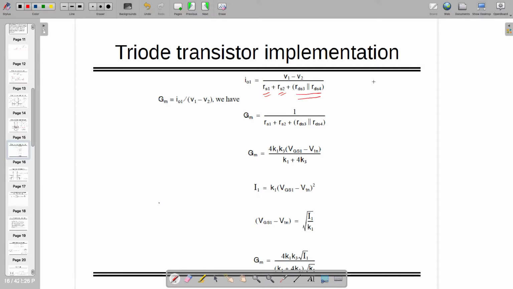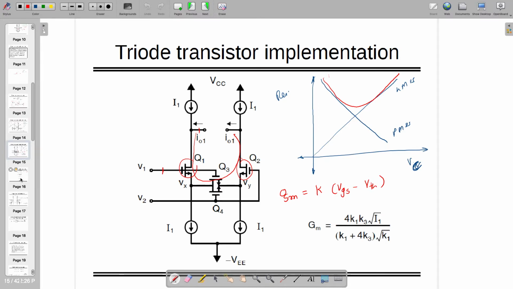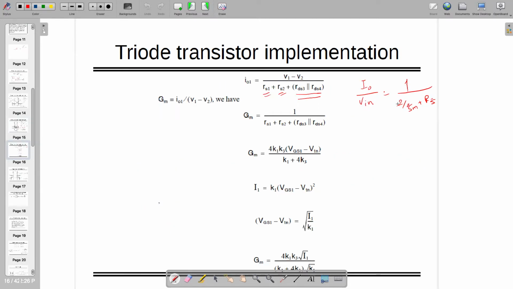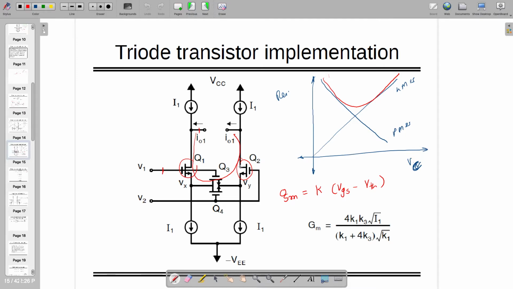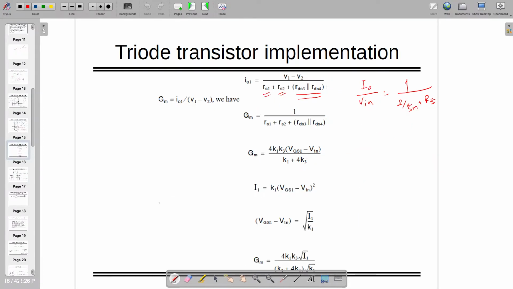It's similar to what we have done in the previous case, where we have done this thing, right? So this RS has been replaced by two transistors which are in parallel. This 2 by gm is replaced by two resistances in terms of RS for Q1 and Q2. So it's RS1 plus RS2 plus the parallel combination of two resistances. So that is going to give you gm.